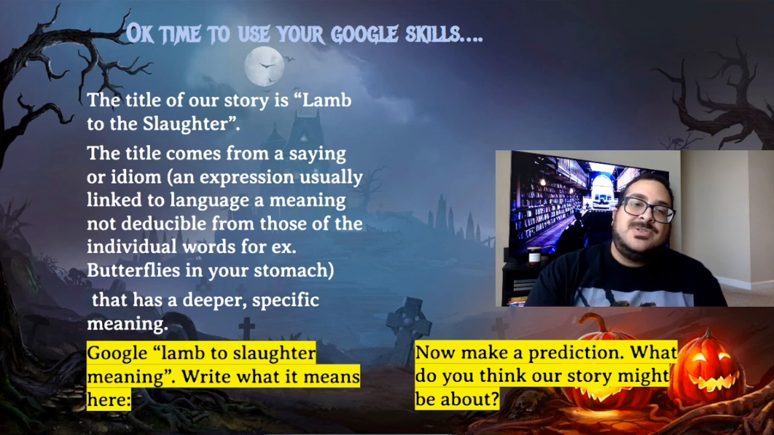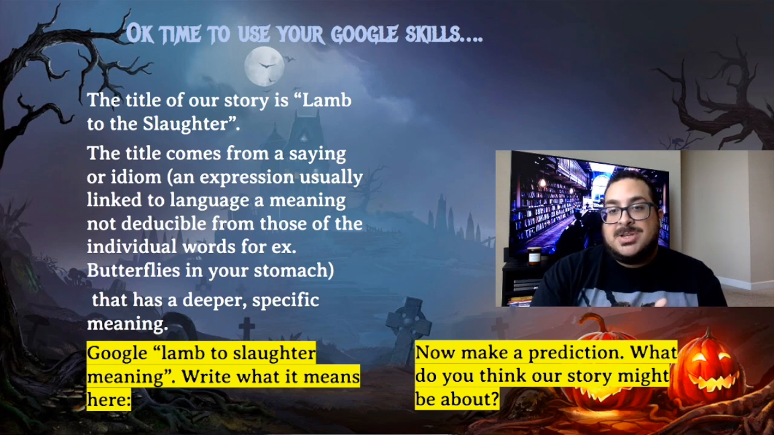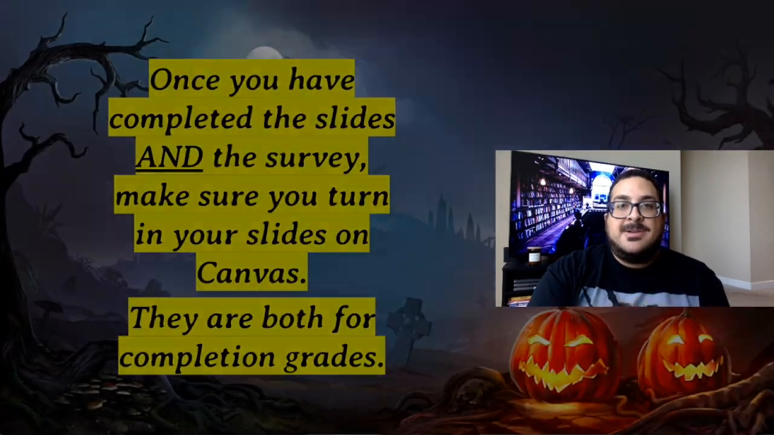So what you're going to do is go ahead and Google the expression "lamb to the slaughter" and write down what it means, or what you understood it to mean. And then after you know that and you've done your research, go ahead and make a prediction as to what you think the story might be about. Okay. And then write it down there as well.